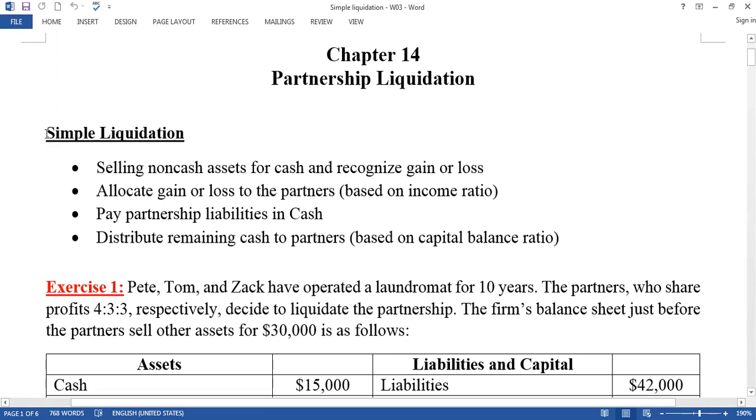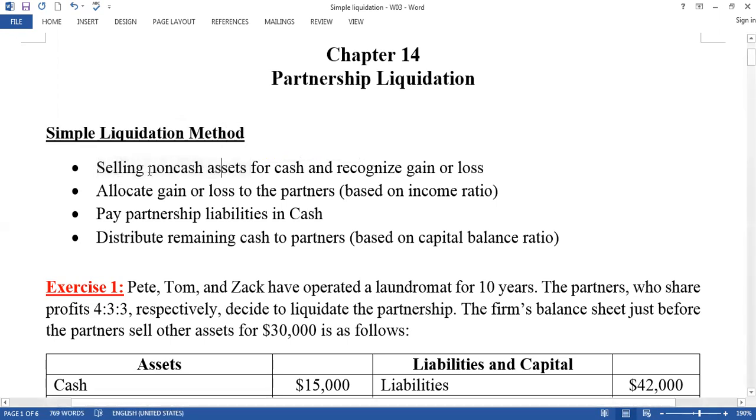So today we are going to learn mainly the partnership liquidation, and the method we are going to learn is called the simple liquidation method. We have several methods, but today's class is about the simple liquidation method. So how do we solve this kind of problem? First, step one.